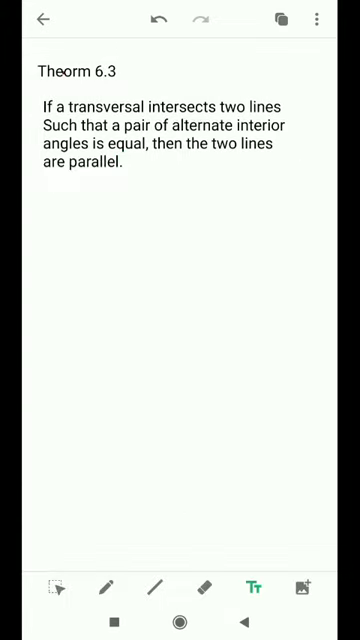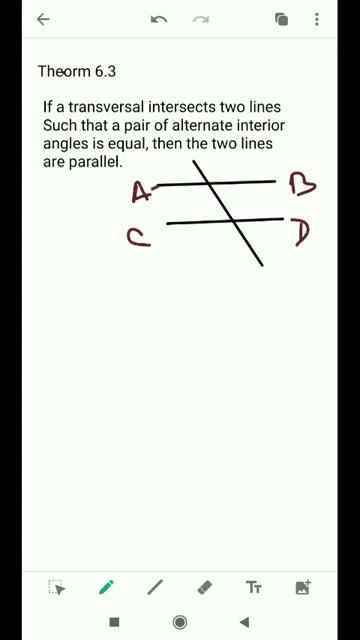So this is the theorem, and the same diagram we need for that. This time lines being parallel is not given, that means we have to prove that these two lines are parallel. We will prove it. The diagram will be the same, naming also the same. This one is A, this is B, C, D, and the transversal is PQ.